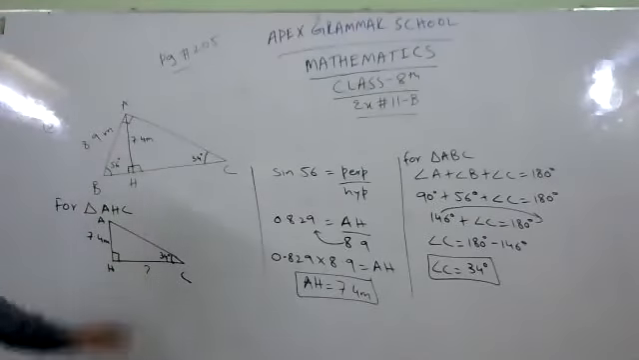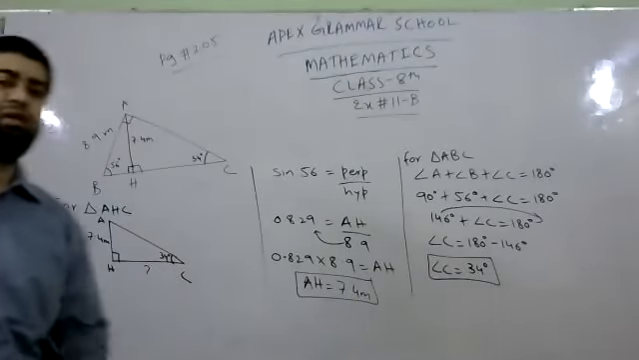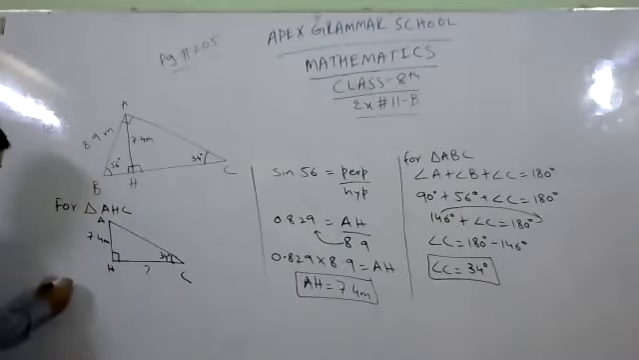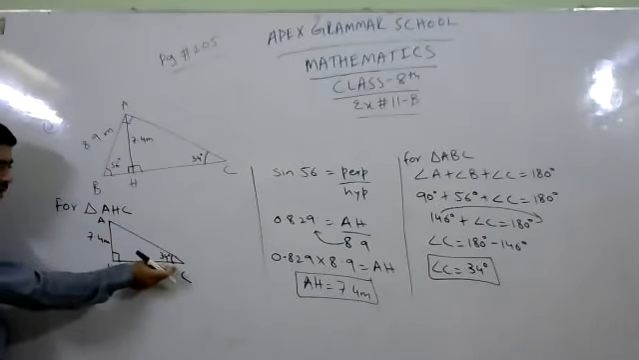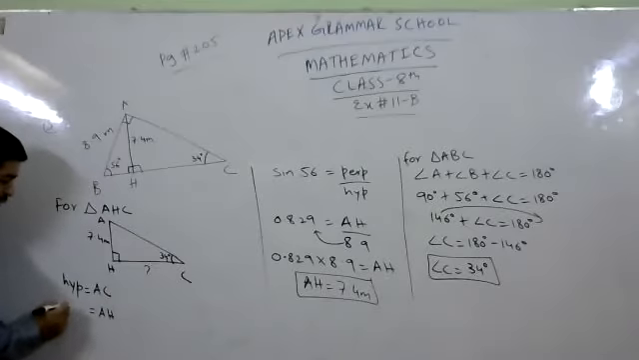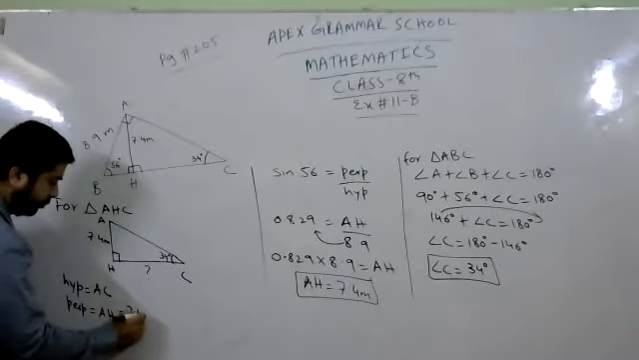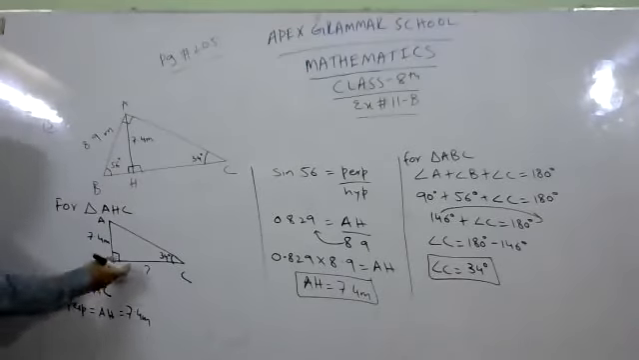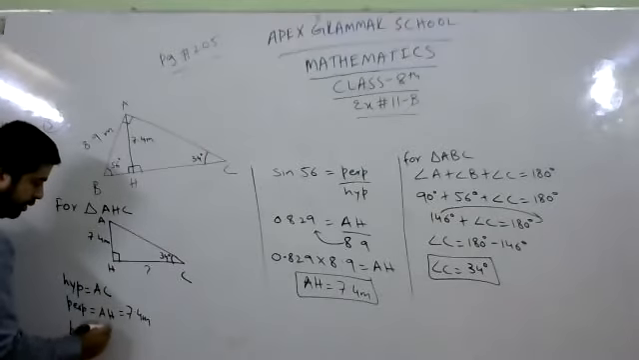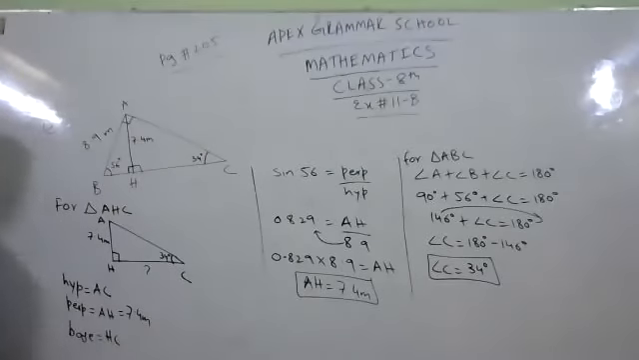Now decide which side is perpendicular, which side is base or hypotenuse. Opposite to 90 degree, this side is hypotenuse. So we can say that hypotenuse here is AC. Opposite to basic angle, this is AH. This is perpendicular, and we have the value of perpendicular, that is 7.4 meter. And the last side, which is adjacent to this angle, that is base, HC, which we need to find.